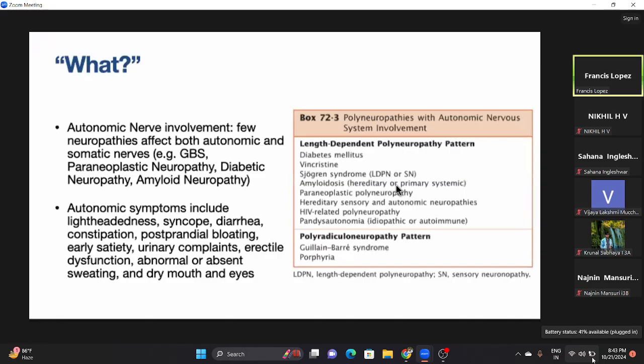So there are only a few neuropathies that will affect both autonomic and somatic nerves, meaning the autonomic nerve system and the sensory and motor nerve system. These are Guillain-Barré syndrome, paraneoplastic neuropathies, diabetic neuropathies, and amyloid neuropathies. So what are these autonomic symptoms? This can either be due to lightheadedness, syncope, diarrhea, or even erectile dysfunction.